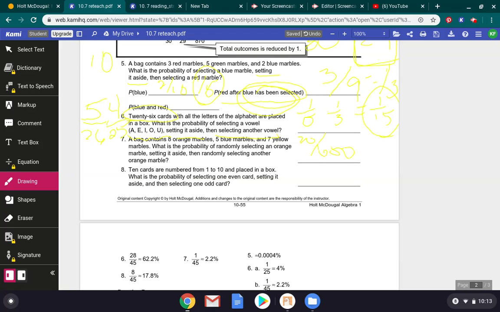Take a look at 7 and 8. These ones are just like 5 and 6, so instead of going through them, I'll just give you the answers. But now what I want you to do is go back to your textbook for homework. On page 755, let's finish 12, 13, and 14.